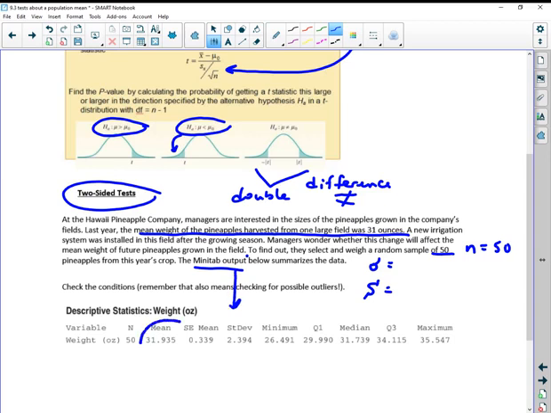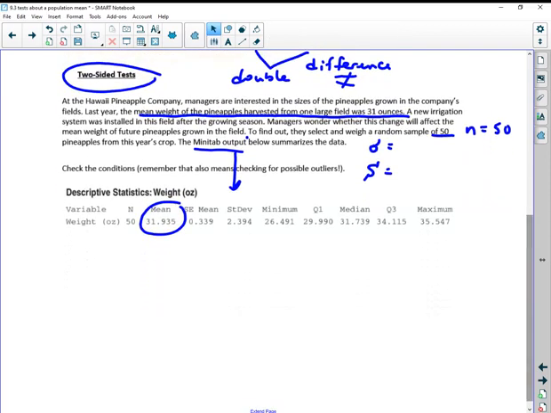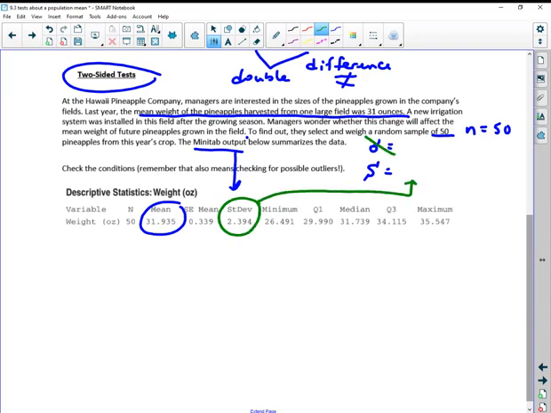And this Minitab output summarizes this information down below. And here's what our sample resulted in for our pineapple weight. This standard deviation right here is not a known standard deviation. It's based on a sample, so that is an indication that we would be doing a t. But right now we're just checking our conditions to see if this is even something that we can do. So we needed to know about the shape.